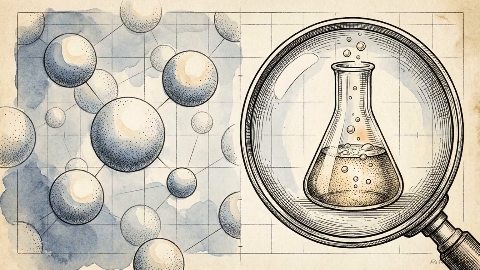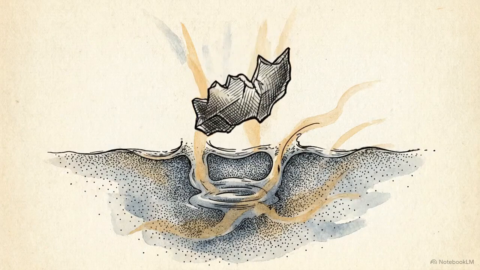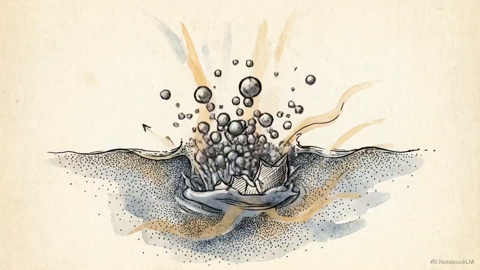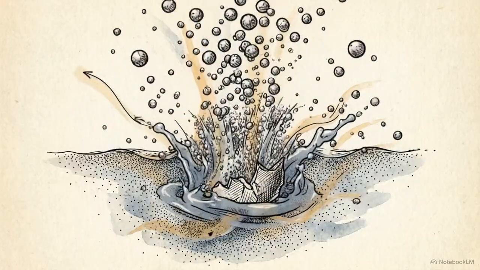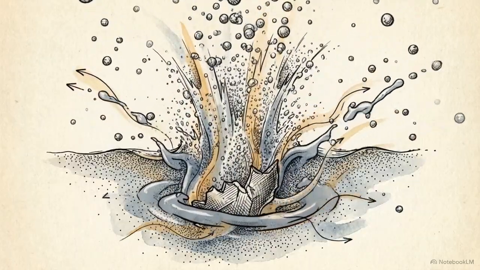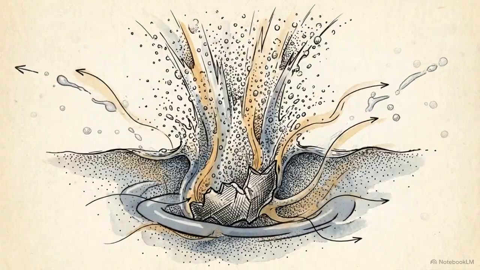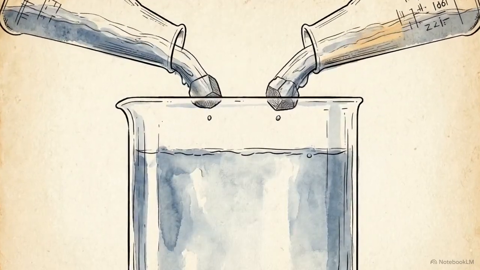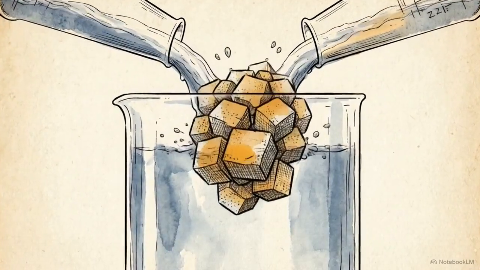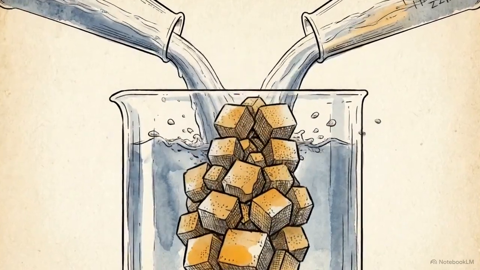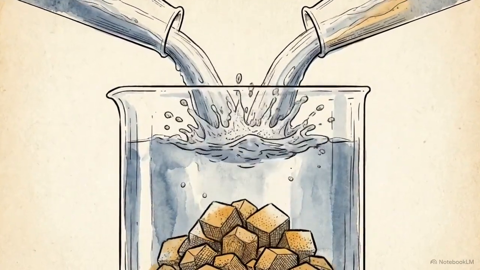Since microscopic atomic interactions are not visible, we rely on macroscopic indicators to verify that a chemical change has occurred. One indicator is effervescence, the evolution of a gas. For example, reacting zinc and sulfuric acid produces visible bubbles as hydrogen gas is released. The sudden appearance of a precipitate provides further evidence. Clear solutions react to produce an insoluble solid that settles at the bottom of the container.